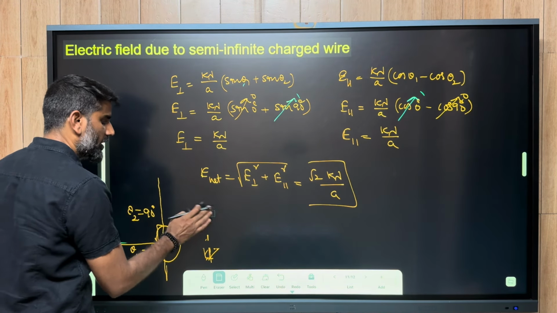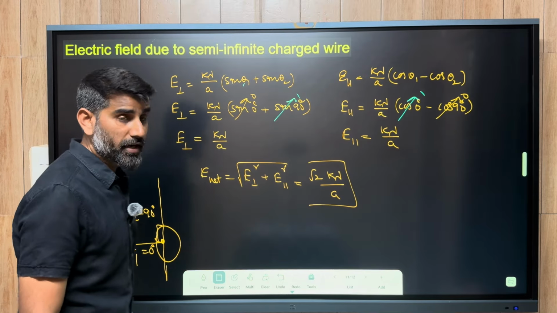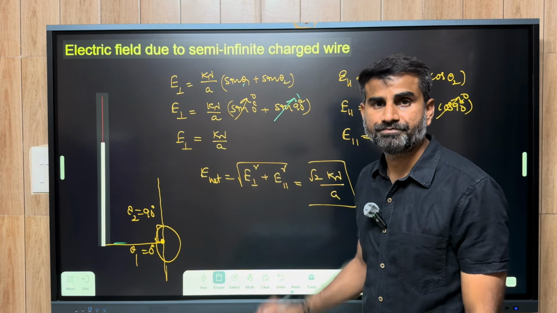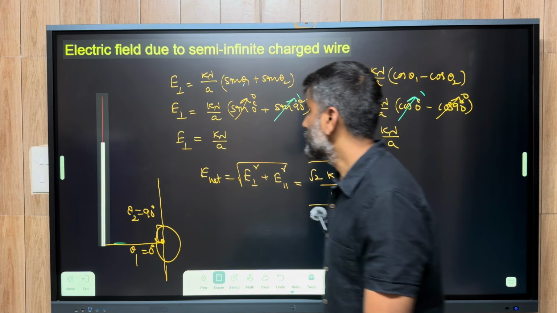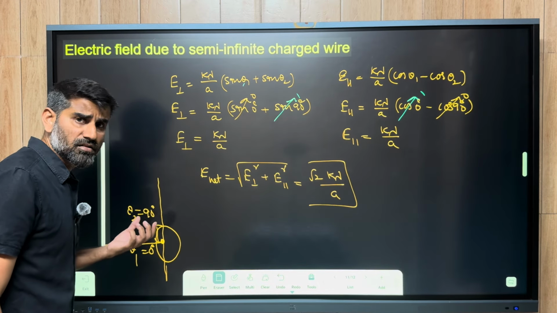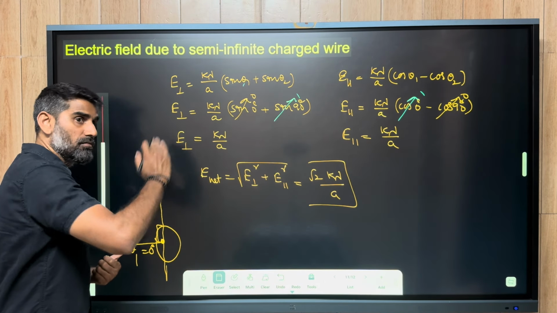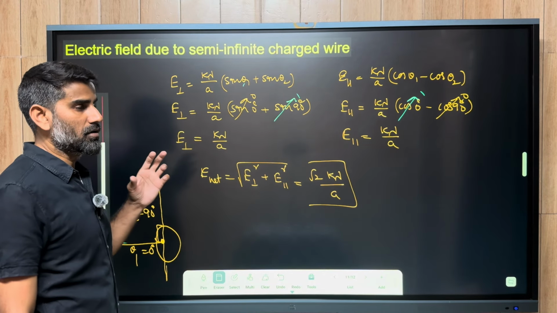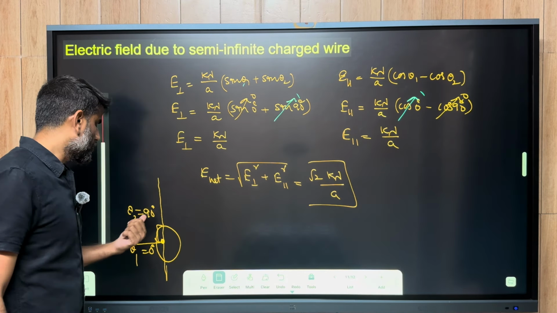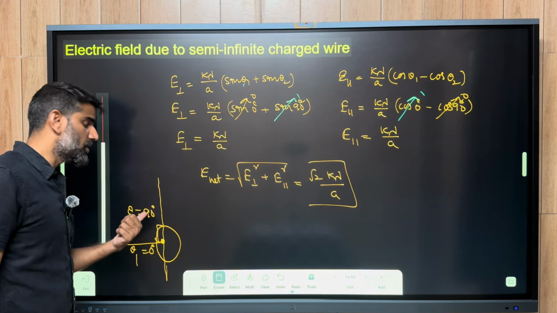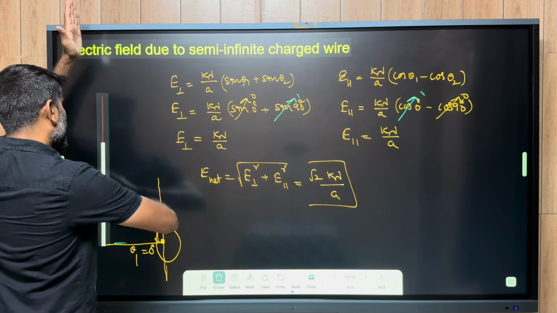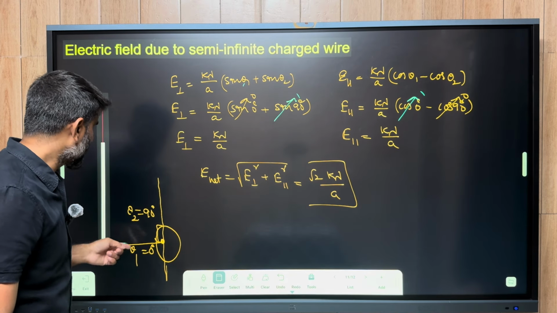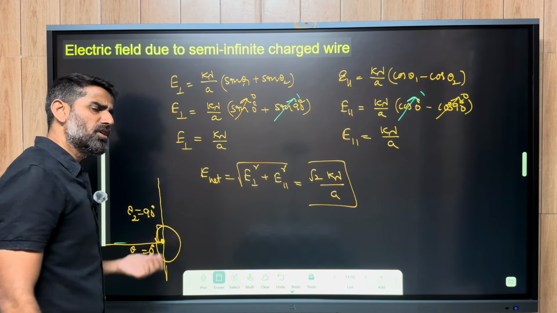I hope the electric field due to a finite charged wire is clear to you, right? So the angles that we have identified here: theta 2 is 90 degrees, the angle measured above is theta 2, and below is theta 1. So theta 2 is 90 and theta 1 is 0 degrees. Theta 2 is 90 because this wire is extended to infinity, the angles keep on increasing and nearly reach infinity, so I'm taking it as 90. And as there is no wire below this line, I'm taking it as 0.